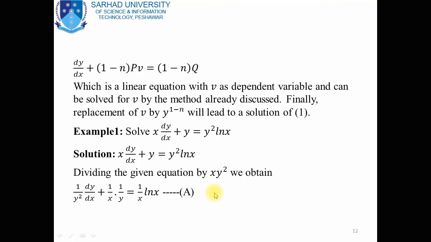linear differential equation. Now dividing both sides of this equation by x y power 2, we obtain 1 over y square dy by dx plus 1 over x dot 1 over y is equal to 1 over x natural log of x. This is equation number A.